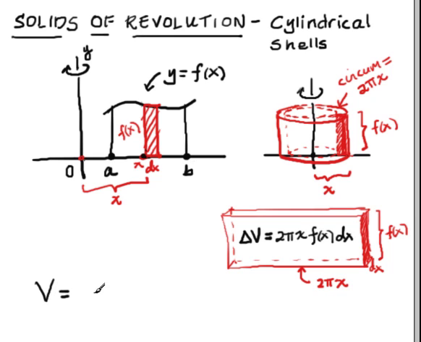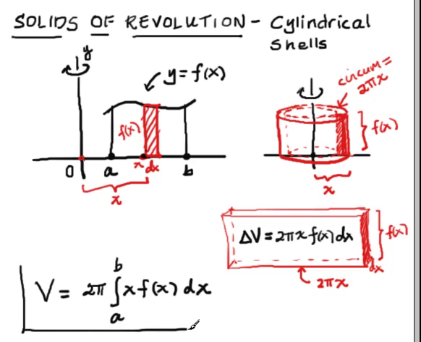So the volume is equal to, let me put the 2 pi on the outside, and we have the integral summing up these delta V's. We have 2 pi times the integral from a to b of x f of x dx. So that's our formula for the volume of a solid of revolution using the method of cylindrical shells.